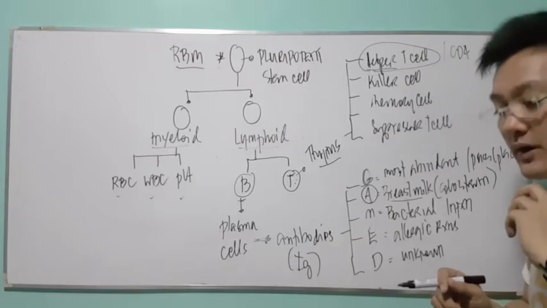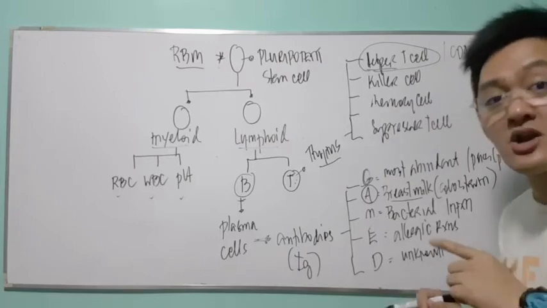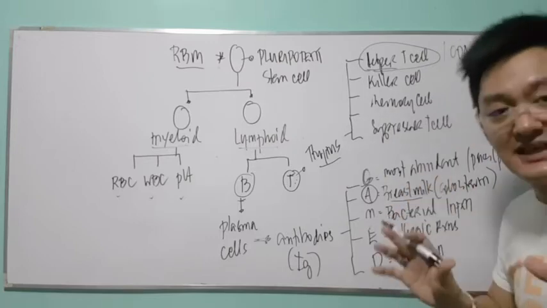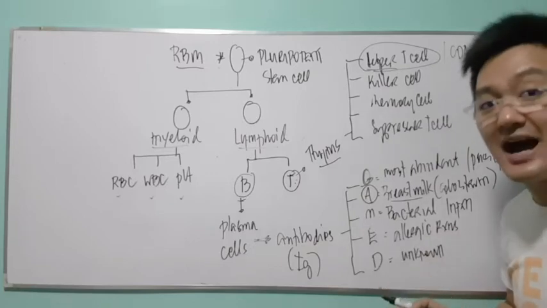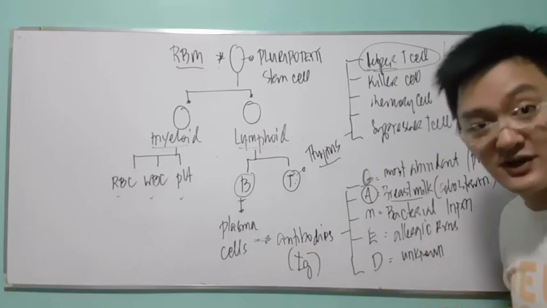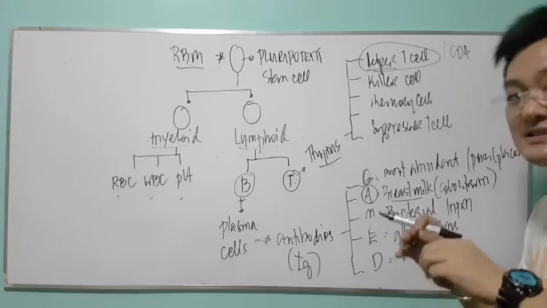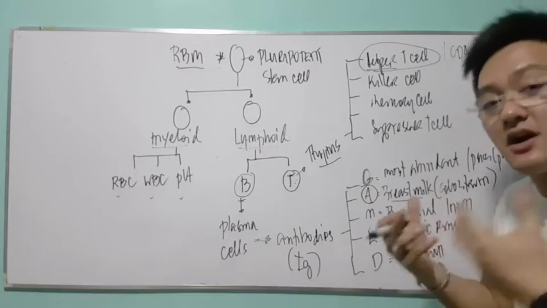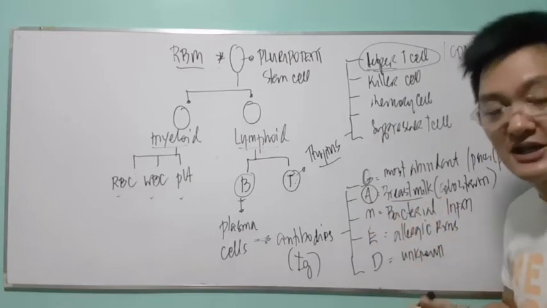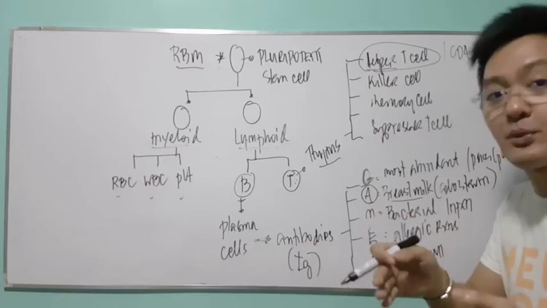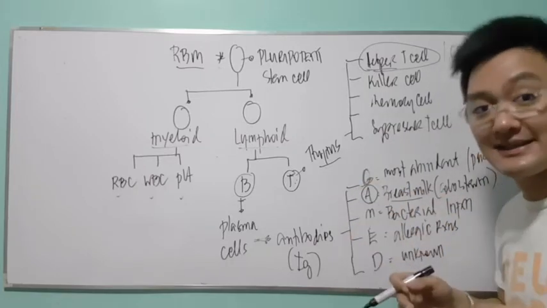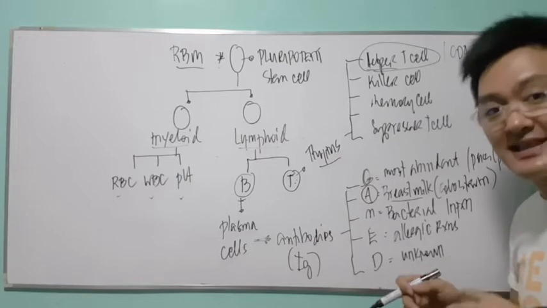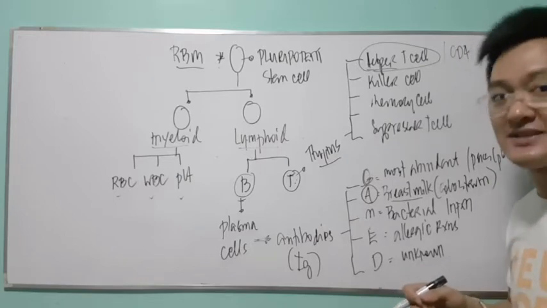So if your CD4 is more than 200, at wala kang opportunistic infection, you are just an HIV infected person. But if your CD4 is less than 200 and there are what we call opportunistic infections, your HIV infection progresses to AIDS category. AIDS stands for acquired immune deficiency syndrome.